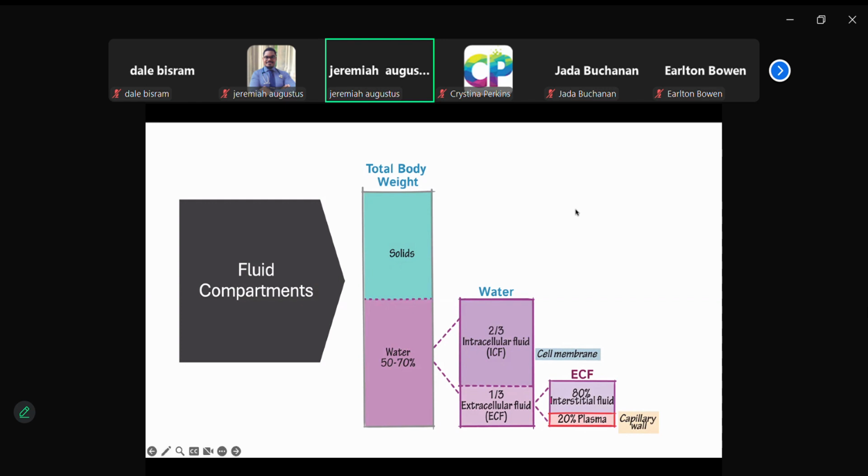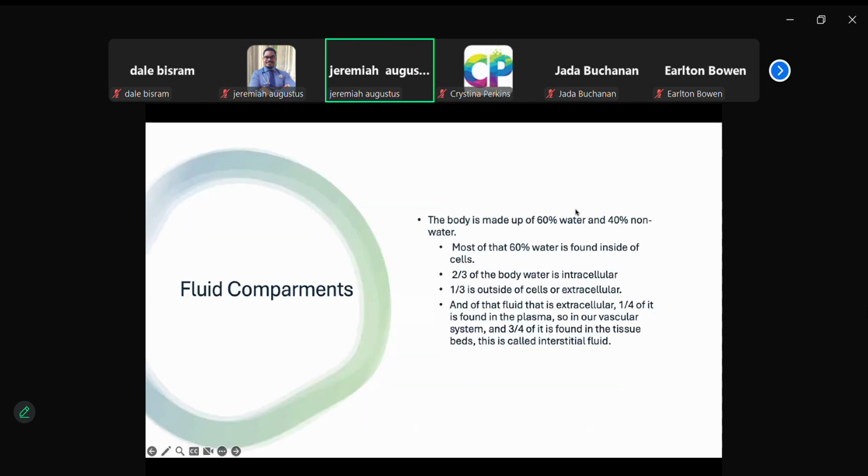All right. Again, the body is made up of 60% water, 40% non-water. Most of that water is found inside of the cell, and 2/3 of the body water is intracellular. 1/3 is outside of the cell, or extracellular, and of that extracellular fluid, 1/4 is found in the plasma, so it is in our vascular system.